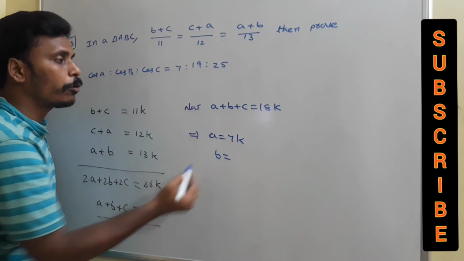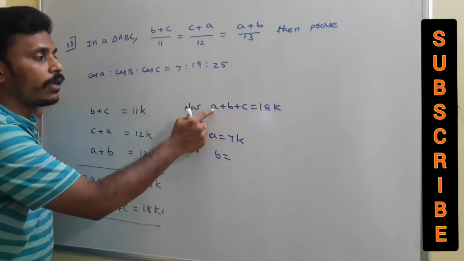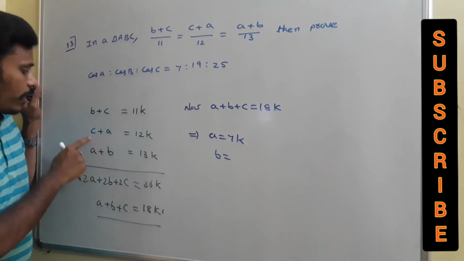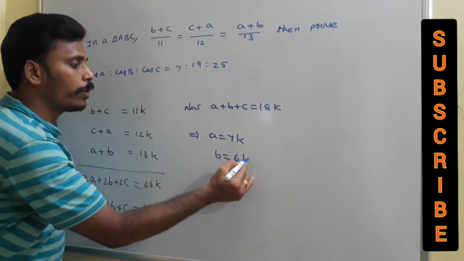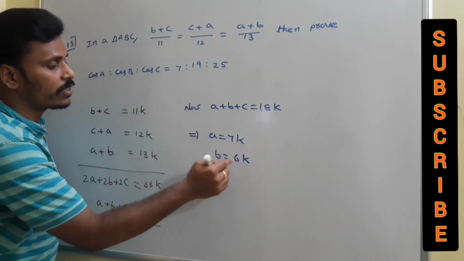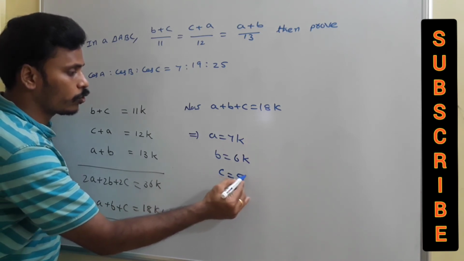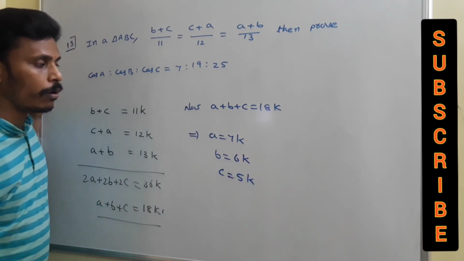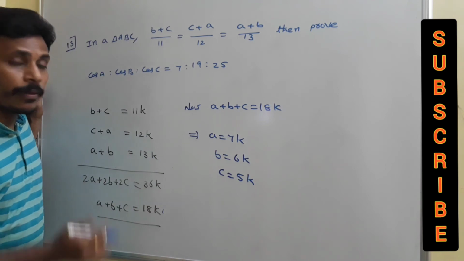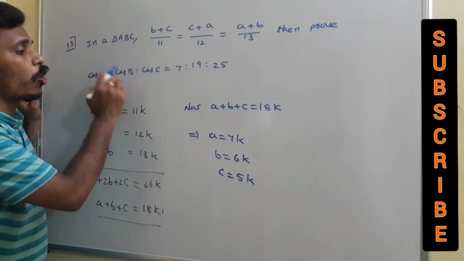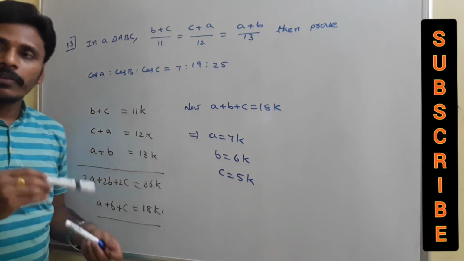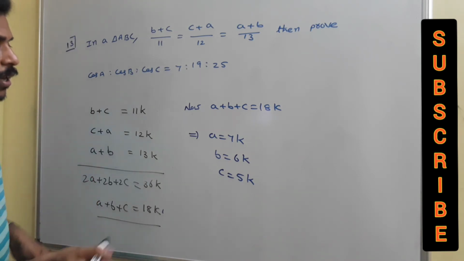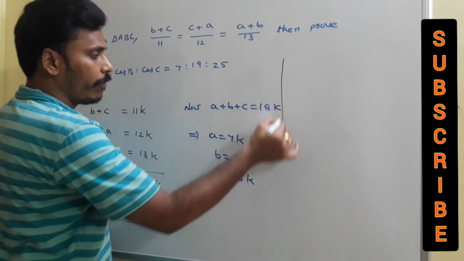And what about b? To find b, think about a plus c. A plus c is 12k. If you replace a plus c with 12k, you get b is equal to 6k. And 7 and 6 make 13, so c is equal to 5k. So a, b, c we have. But what we need is the ratio between cos A, cos B, cos C. So now try to find cos A, then cos B, and then cos C. Everything we need to find one by one.